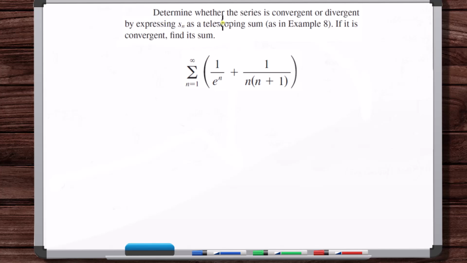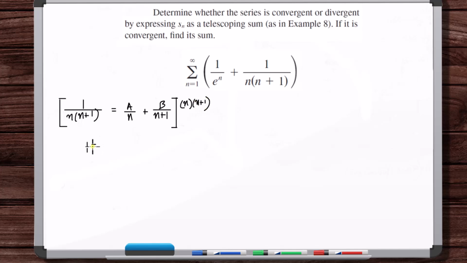So, okay, determine whether the series is convergent or divergent by expressing S sub n as a telescoping sum. If it is convergent, find its sum. All right, so what we want to do first is we want to split this up into two separate fractions using partial fraction decomposition. So all right, so now there's the form of the decomposition. Let's clear the fractions.